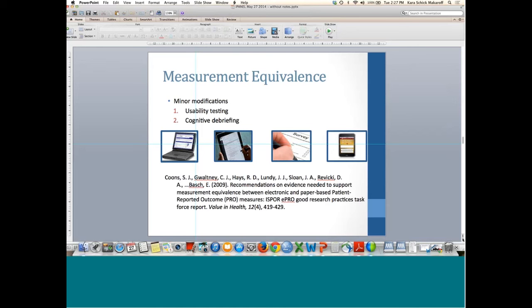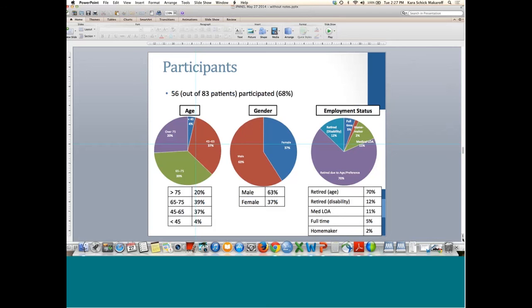And then for cognitive debriefing, as you would probably assume, this is when you interview people about their understanding of the items, or what came to mind when they answered the question. So every person in this study was also interviewed about completing the questionnaires using the iPad. So there were 56 participants in this study, and in total in 2013, in these 2 cities, there were 83 people who were attending the outpatient clinics. So overall, that was a 68% response rate, which is pretty good.